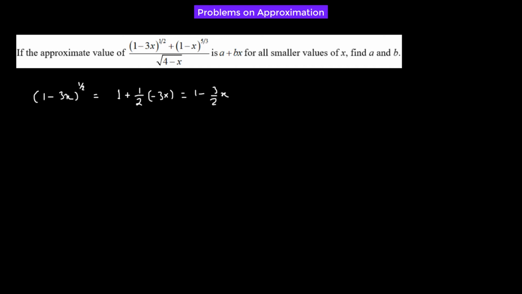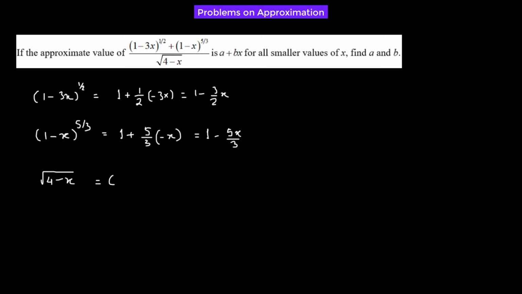Then consider the second term in the numerator. So we have 1 minus x raised to the power 5 over 3. So that would be simply 1 plus 5 over 3 times negative x, which will be equal to 1 minus 5x over 3.